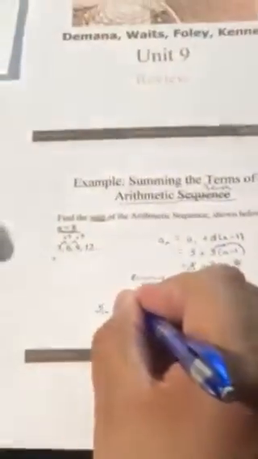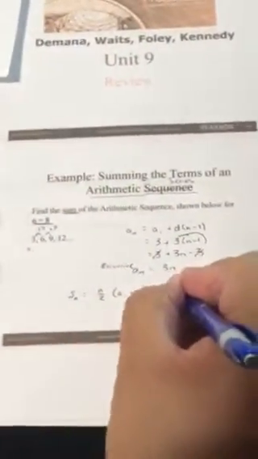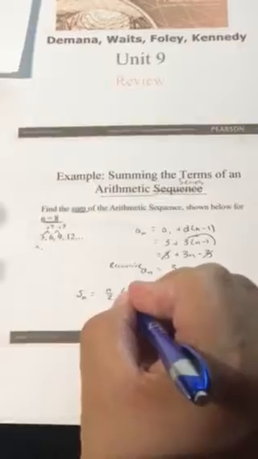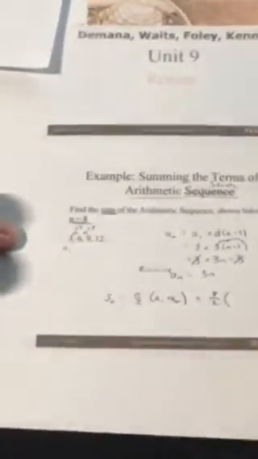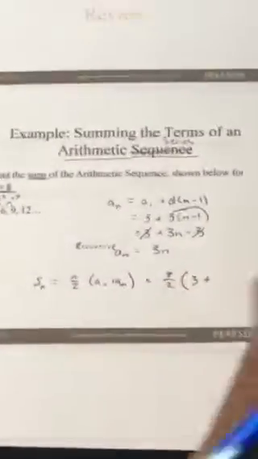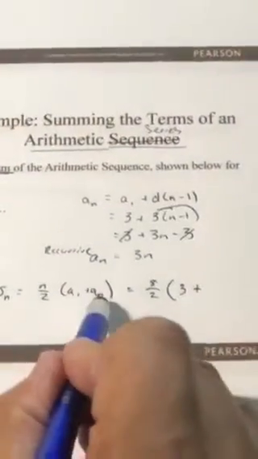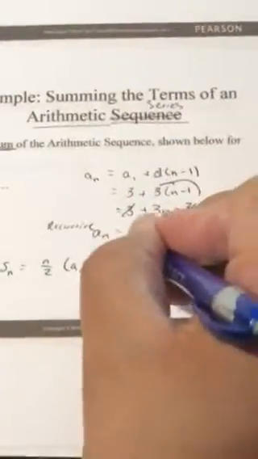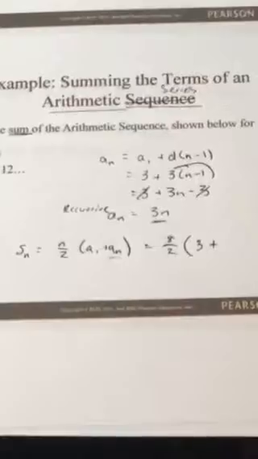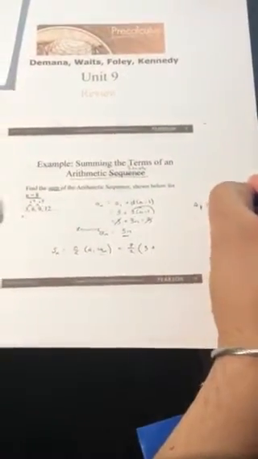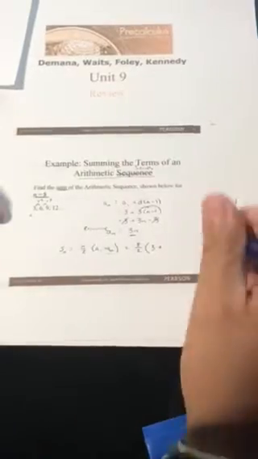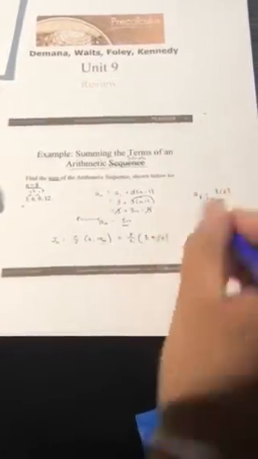Here they wanted to know up to n equals 8. So that's what goes right here for n. So this is going to be 8 over 2. My a1, well, I should know it from the equation, so it's just 3, plus an. This is where it comes into using this equation. So a8 is going to be 3 times 8, so it's 24, so plus 24.